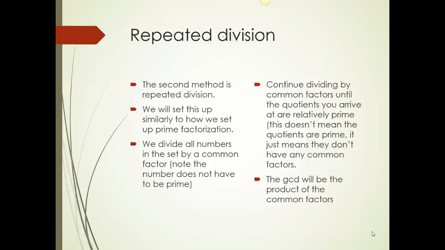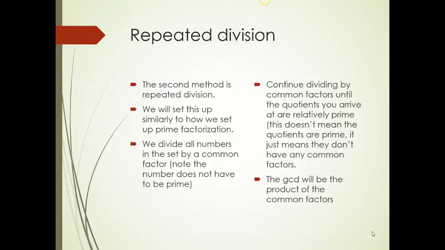So I can divide by any number that's common to all of the numbers in the set, and I'm going to do all the numbers at once. So we're going to divide by something they have in common. We'll get the quotients, and then we'll look at them, and if there's more numbers we can divide by, we will.